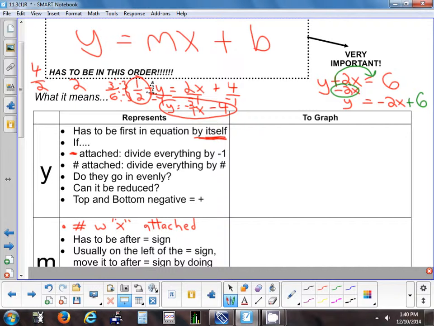Wouldn't you divide it by negative 2x next? No, don't have to do that. If there was something with the y, Isaiah, I would. But if there's nothing attached to the y, there's nothing else left with it, you are done. If it's in that order, you are done. And then if I asked you, well, let's do the next one. We'll go to the next part.